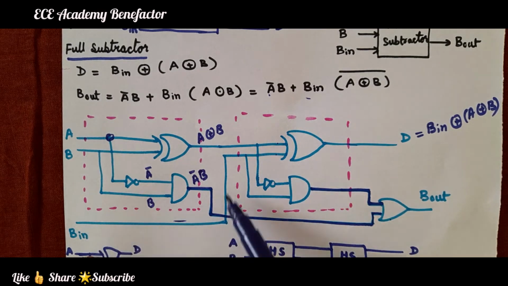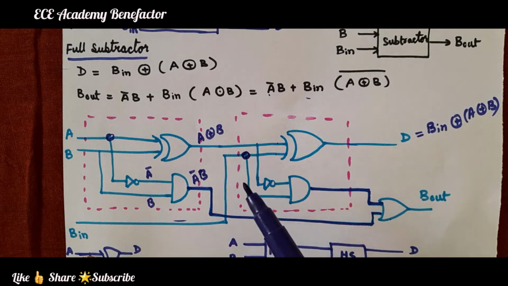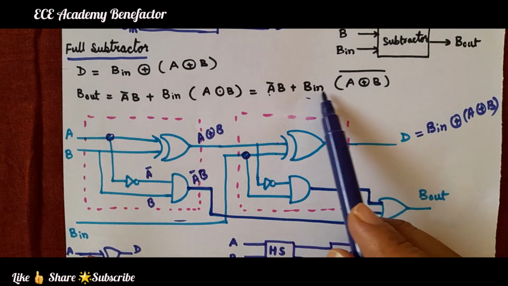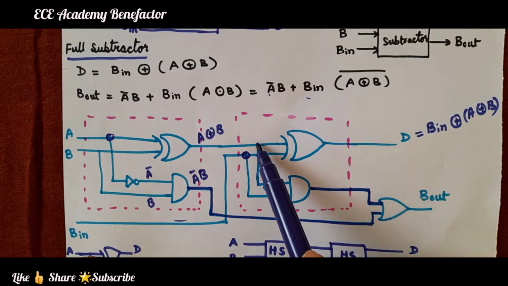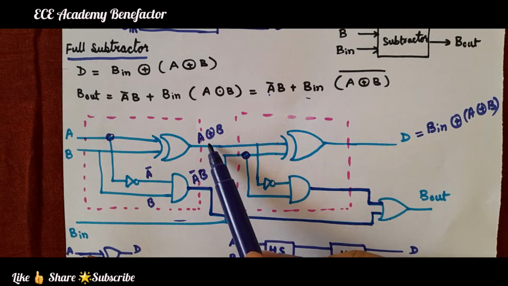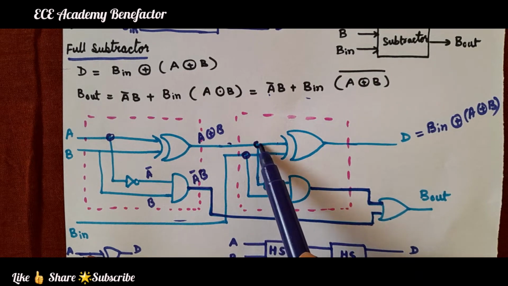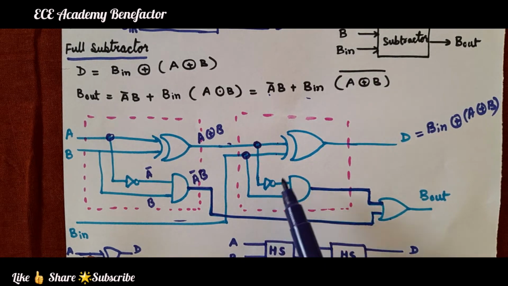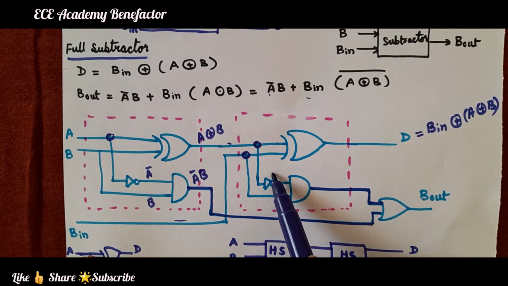Here, for the second term B in, from here the B in is coming. We have taken B in dot A XOR B, the whole bar. So, this line is A XOR B. From here we have taken A XOR B and complemented. So, here we are getting A XOR B the whole bar, and here B in.